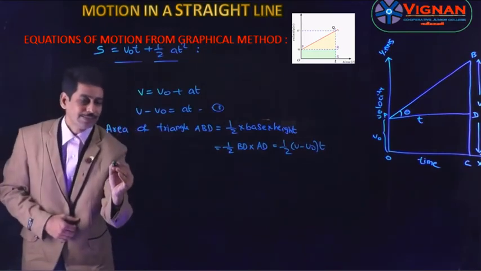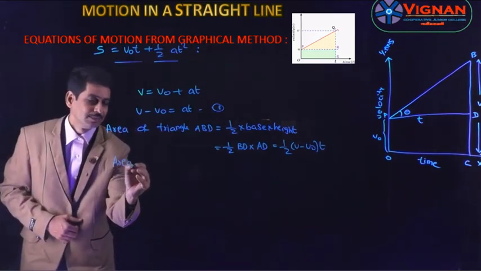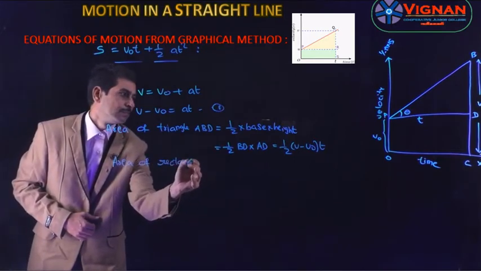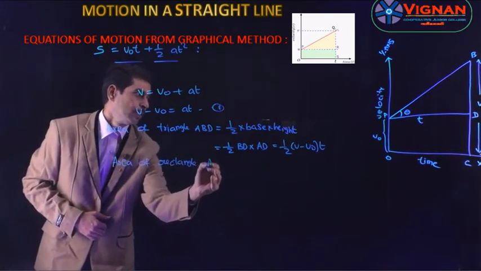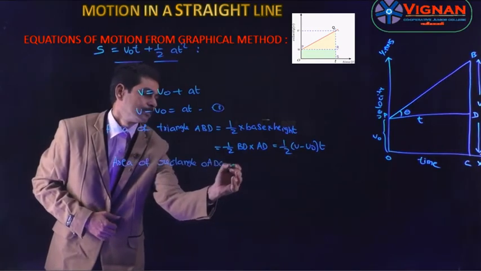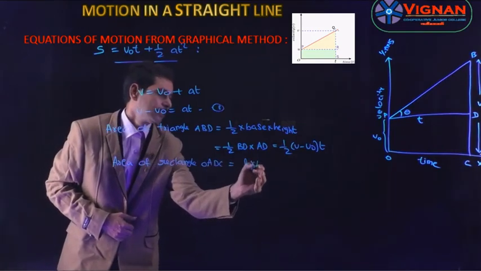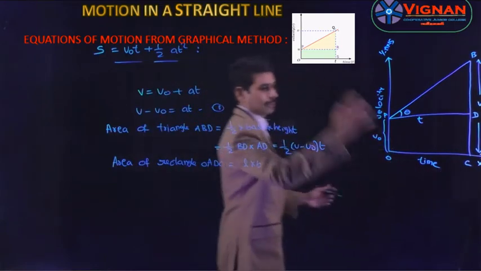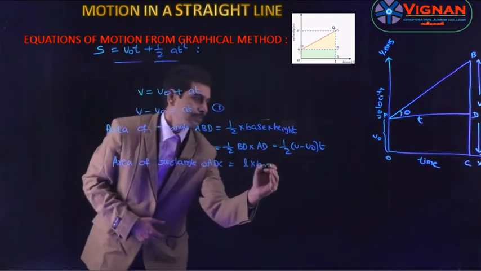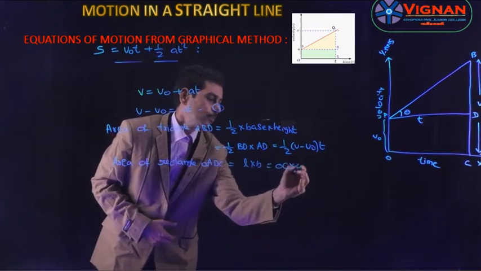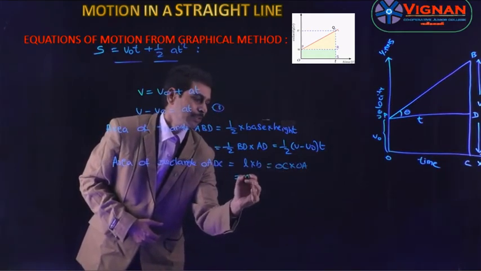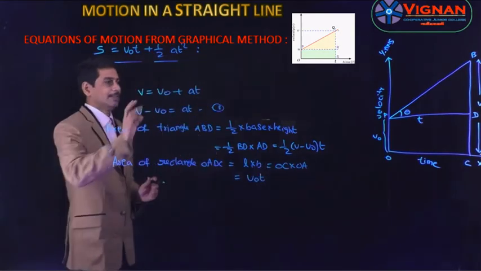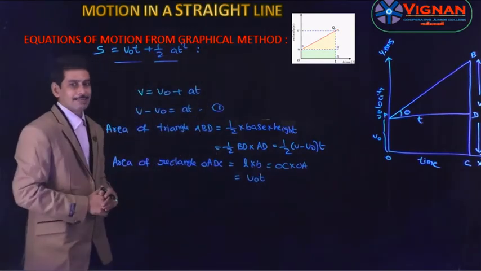And coming to the area of the rectangle OADC, which is nothing but length into breadth. Here the length is OC and breadth is OA. So this is equal to OC into OA, which is nothing but V naught into T. So here we find the area of the two objects, the triangle as well as the rectangle.